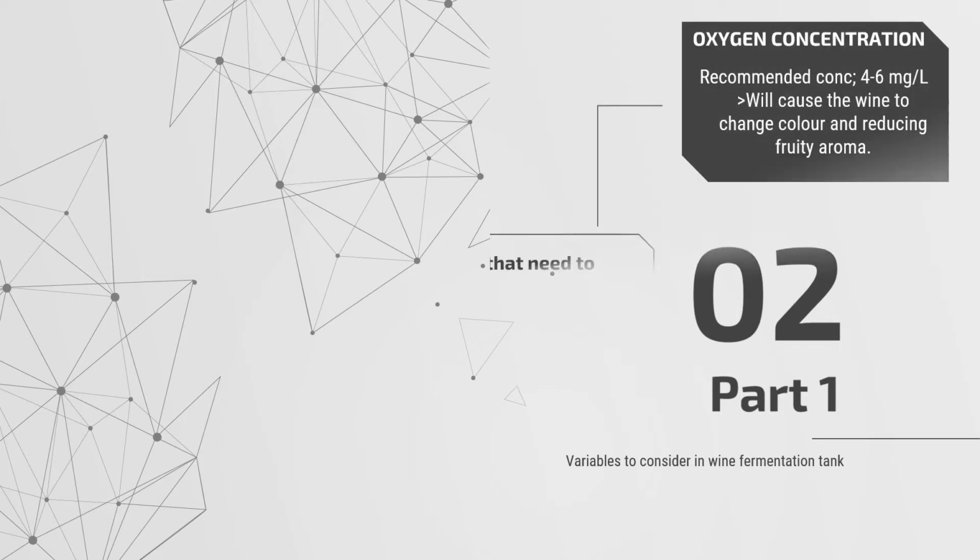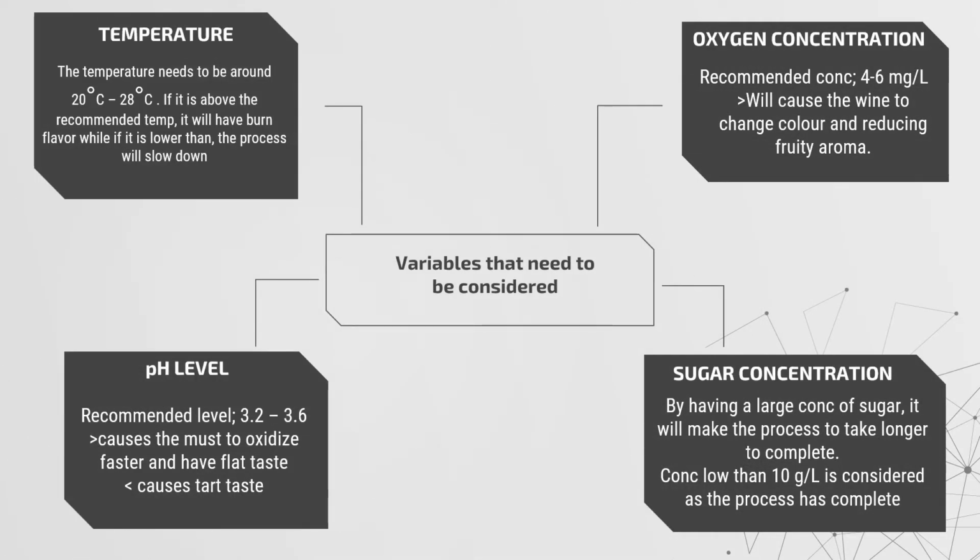So for part 1, a few variables that we need to consider are temperature, oxygen concentration, pH level, and sugar concentration. As for the temperature, it needs to be around 20 degrees Celsius to 28 degrees Celsius. If it is above the recommended temperature, it will have a burnt flavor, while if it is lower than that, the process will slow down. For the oxygen concentration, the recommended concentration is 4 to 6 mg per liter.